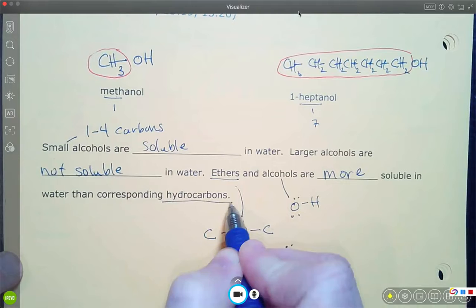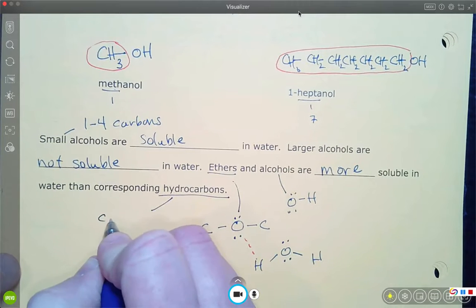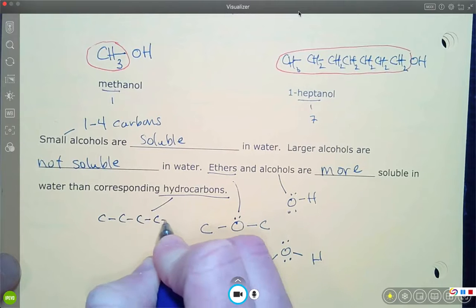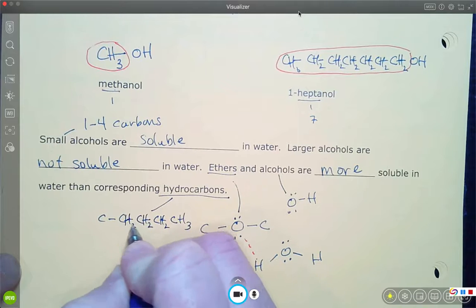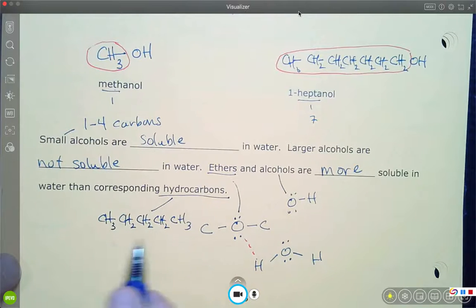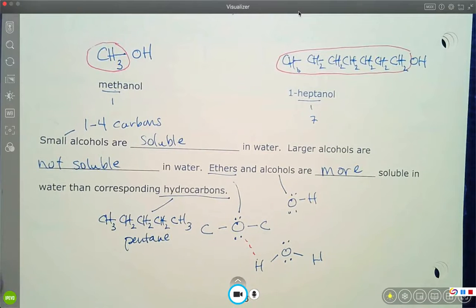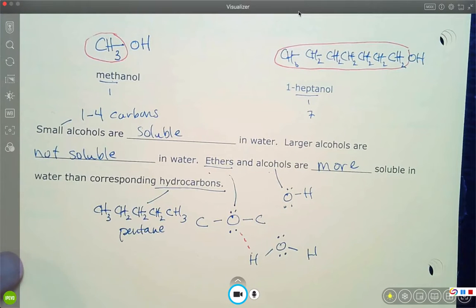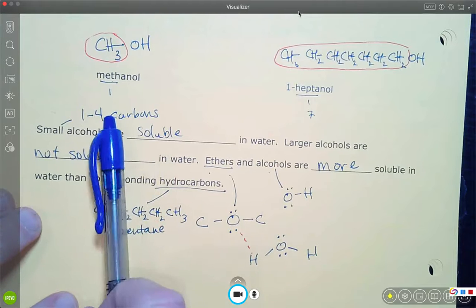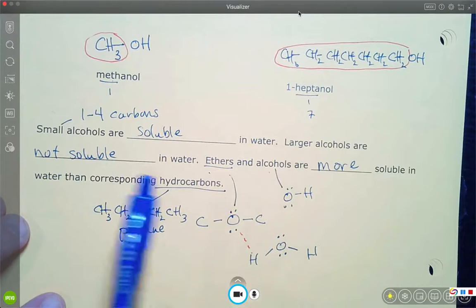Now, hydrocarbons, if you look at hydrocarbons, they just have carbons and hydrogens. Like pentane, for instance, there's not a lot of similarity to pentane in water. So that's why ethers and alcohols are more soluble in water. So small alcohols are soluble in water, 1 to 4 carbons, and larger alcohols are not soluble in water. So just keep that in mind.